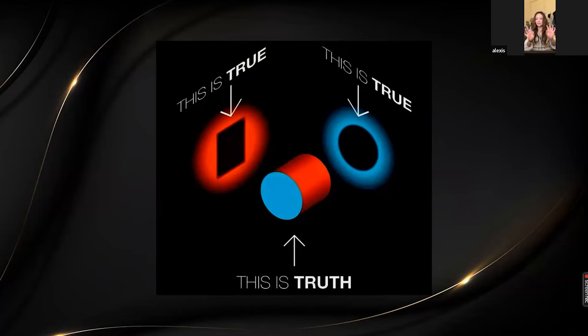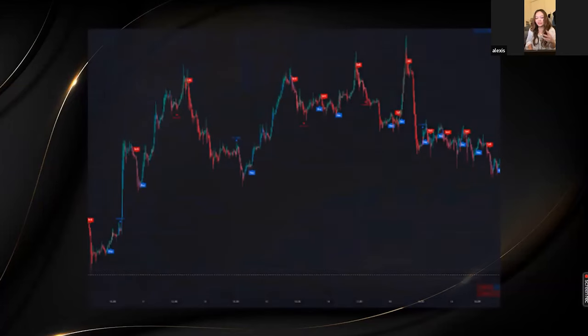The thing is, both people who claim that it's either a circle or a square, none of them are wrong, and at the same time, both of them are also right. Such is the case with the market too, and such is the case with trading. So let us look at an example, right?